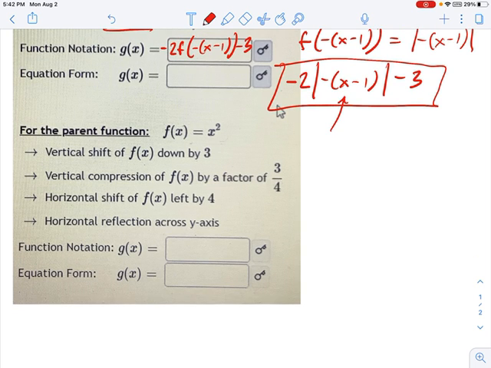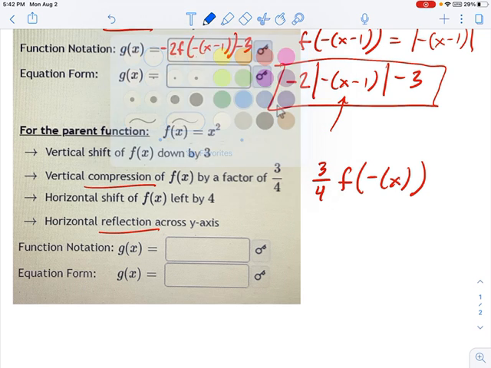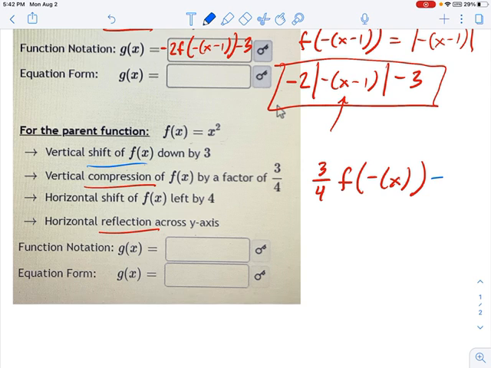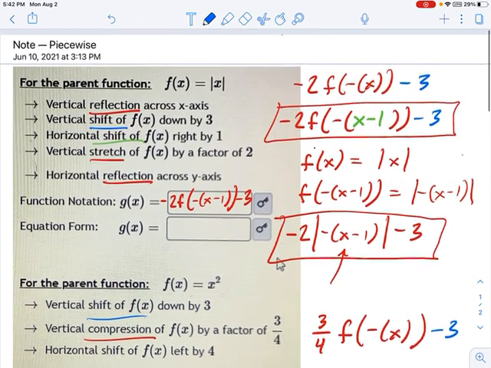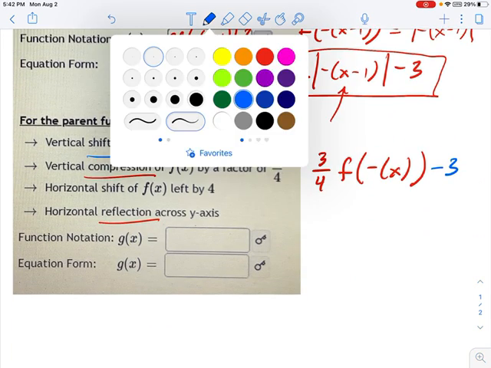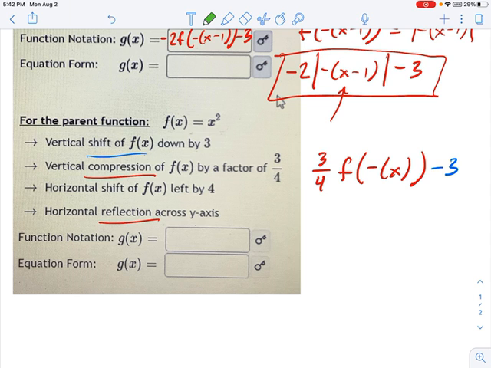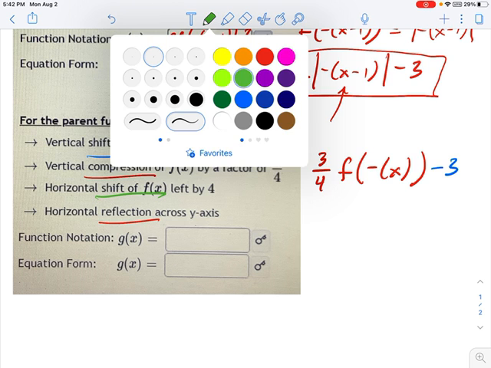I'm going to talk about compressions and reflections first. So I have a compression of 3/4 times f. There's no vertical reflection. So we move on to the inner parentheses where we see there is a horizontal reflection. Okay, and then we move on to the shifts. Just use the same colors like before. Vertical shift down by 3. Wasn't that the last one? Yeah, it was also down by 3. Okay. And now we have a horizontal shift by 4 to the left. So that's going to be this.